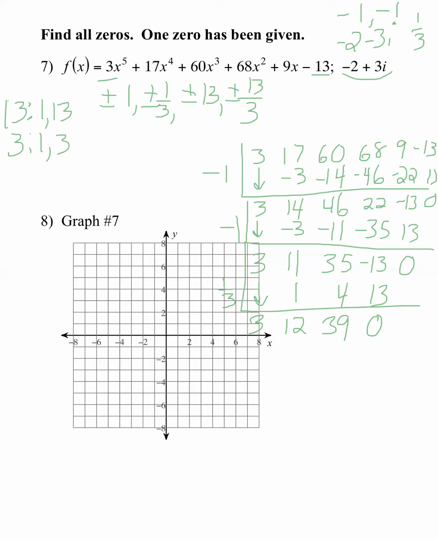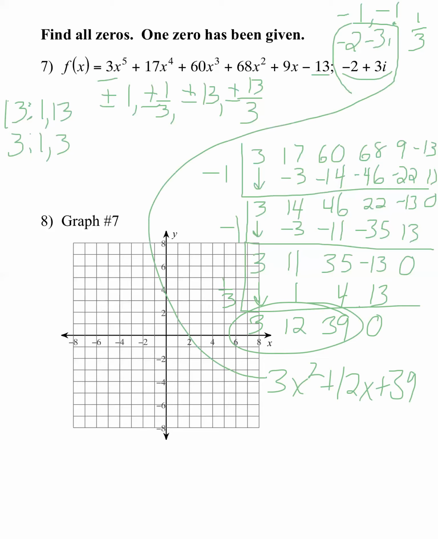Remember, I'm only looking for 5, and I have 1, 2, 3. Oh, do I have them all? I have them all: 1, 2, 3, 4, 5. So if I took this, the 3x squared plus 12x plus 39, and I solved this one, guess what my solutions are going to be? It's these two that I kind of didn't bother with because they were annoying. If I had started with them, I would have gotten this factor to begin with.